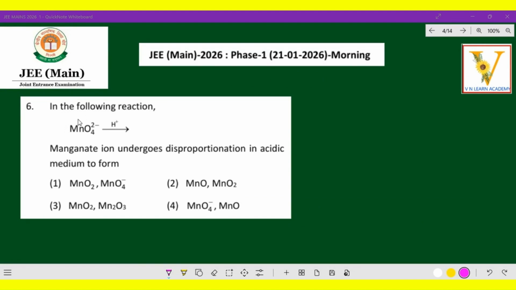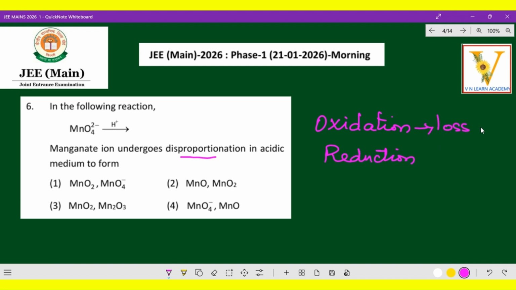Next question. In the following reaction, MnO4 2 minus, in the presence of acidic medium, manganate ion undergoes disproportionation in acidic medium to form. So what are the products? They mentioned it in the key answer. Disproportionation means what? Simultaneously it loses electrons and gains electrons. Loses electrons means oxidation, and gain of electrons means reduction.